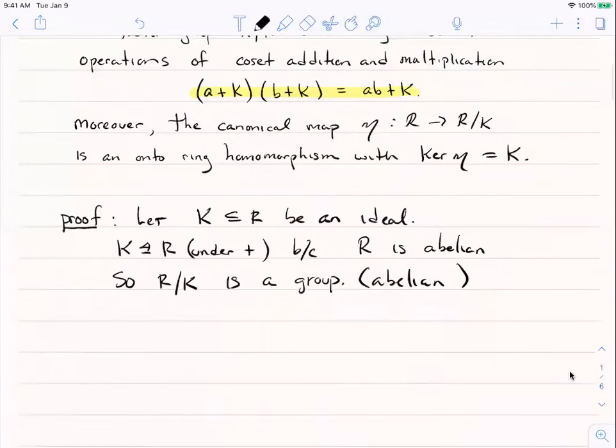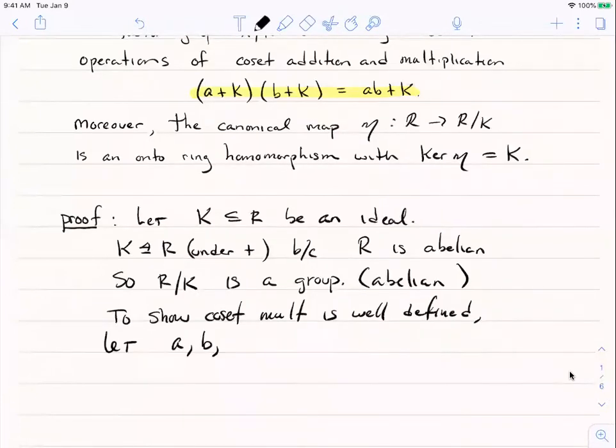So let's take two cosets. Actually, we need to take four cosets. So to show coset multiplication is well defined, let's let, say, a, b, you know me, alpha and beta be four elements of this ring.